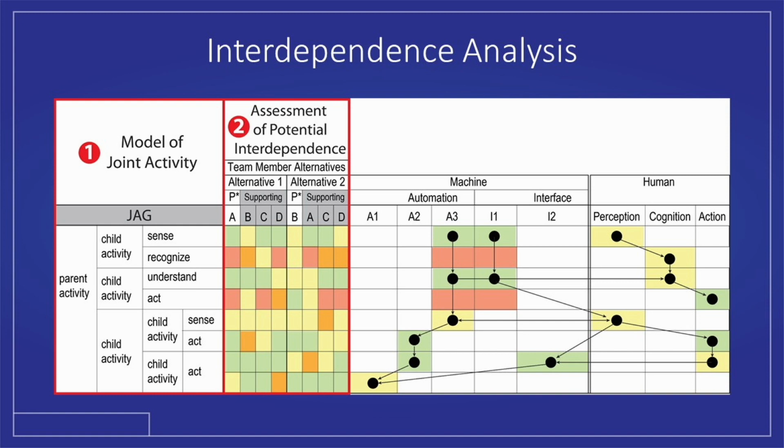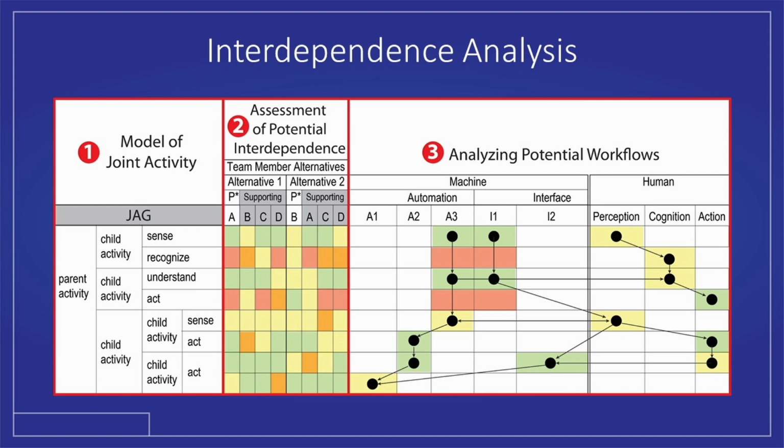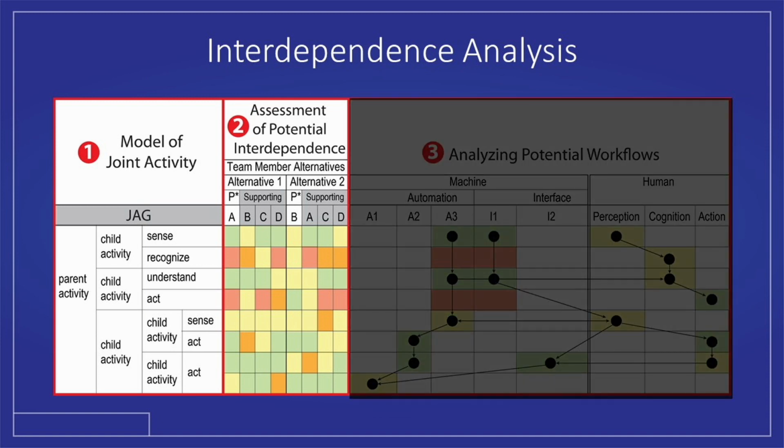This is where the actual analysis takes place. The third section is used to analyze the potential workflow supported or not by the interdependence. This section connects the formative design to the physical design and enables grounding out the theory directly into specific system components. Section 3 will be covered in a different video. Here we're going to focus on sections 1 and 2.